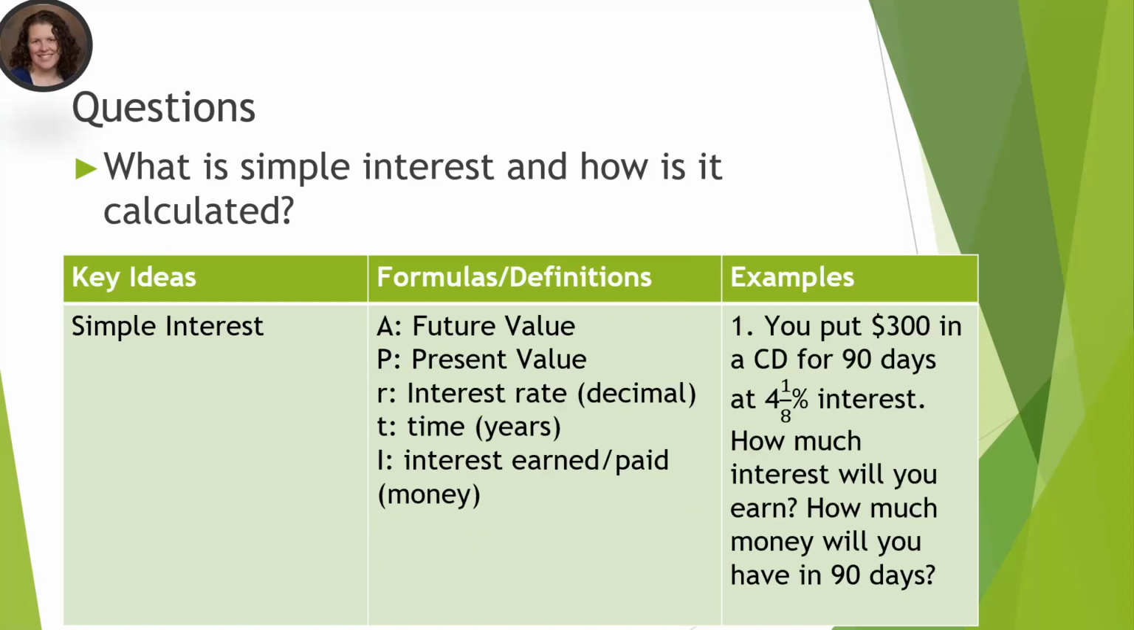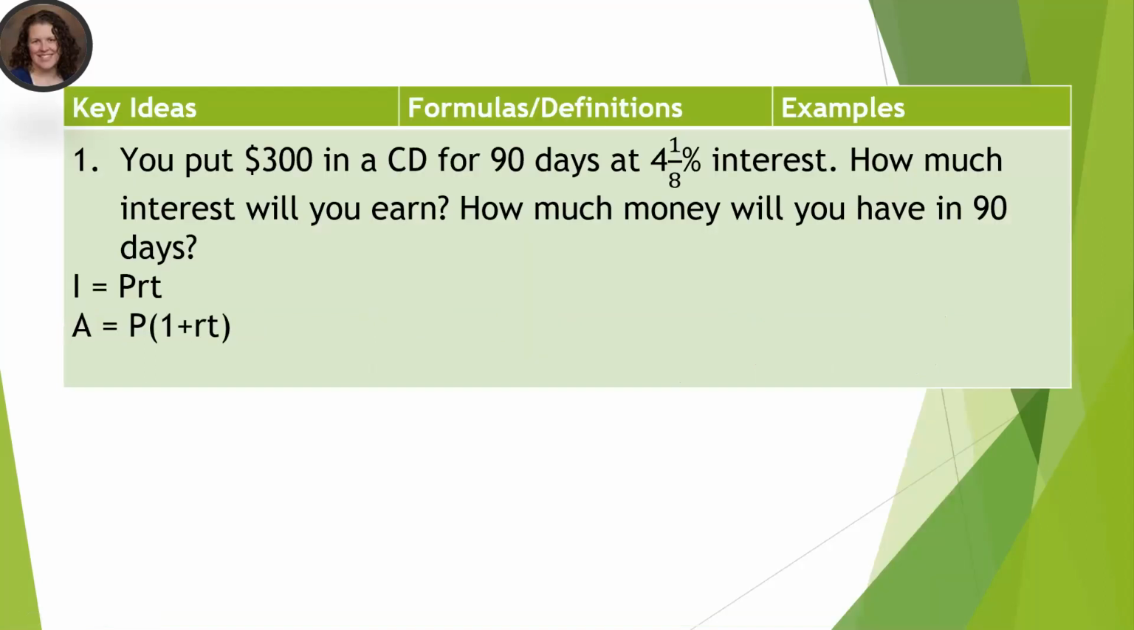So we're going to do an example together. We're going to consider putting $300 in a CD for 90 days at 4 1/8% interest. And we're going to find two things. We want to know how much we earned, and then how much are we going to get back? So I encourage you to start by writing down the problem and everything that we know. And so we've got the formulas. We're going to write those down as well.